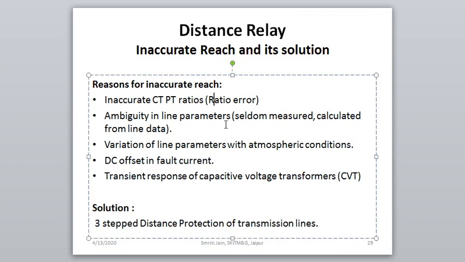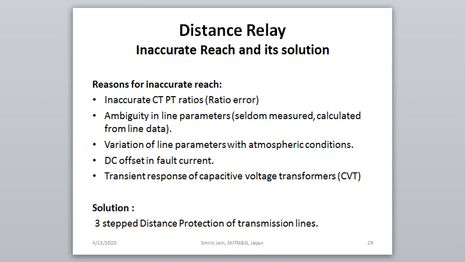There is an ambiguity in line parameters also, and variation of line parameters with atmospheric conditions. Also DC offset current is there in fault currents, which causes inaccurate reach. Transient response of CVT also causes inaccurate reach of distance relays. So only one distance relay is not sufficient. We have to use a 3-step distance protection of transmission line.